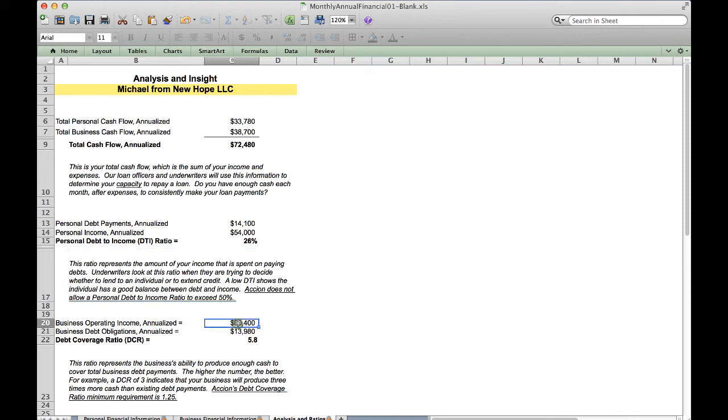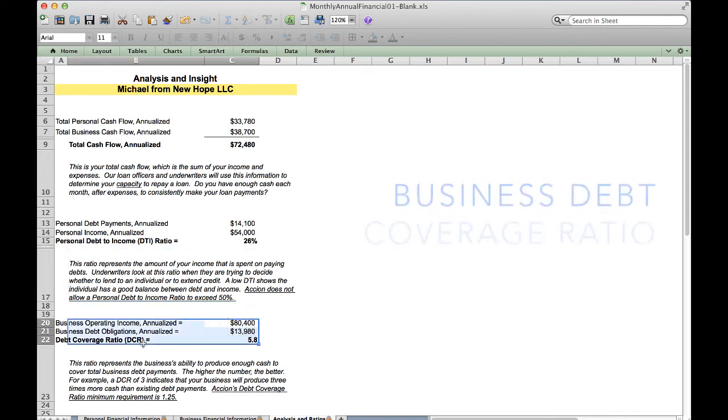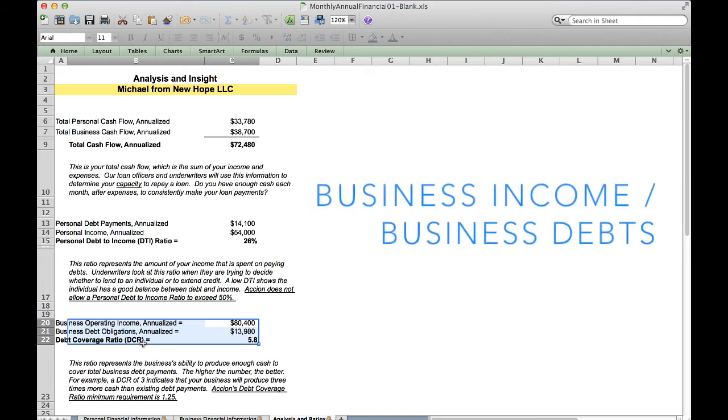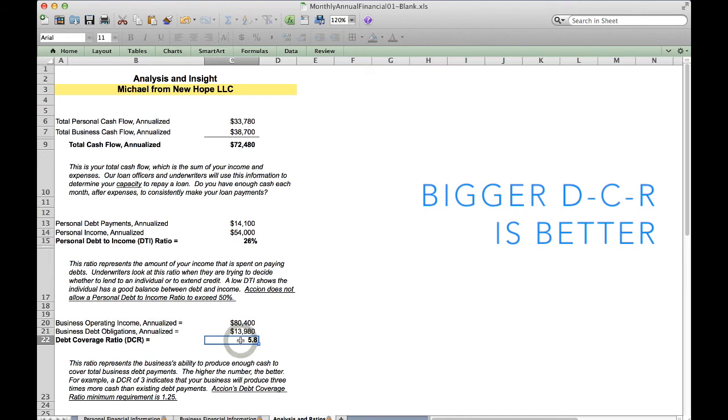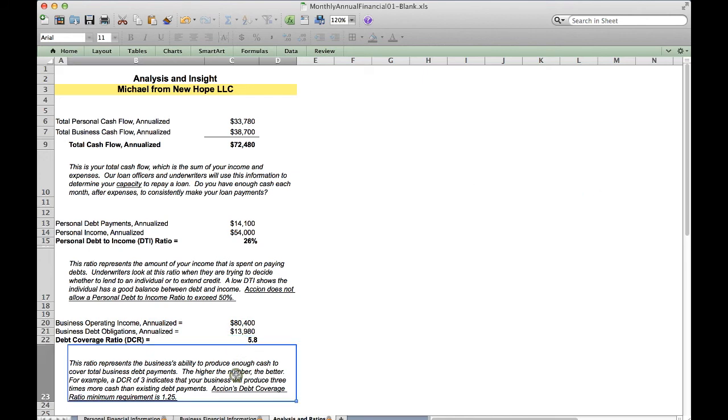Third, and here's another way to see the world the way your banker sees it. Your business debt coverage ratio, which is simply your business income divided by your business debt. The bigger the number here, the better, because it means you have a lot of money coming in every year when compared to your debts. As you can see in the fine print here, your banker wants a debt coverage ratio greater than 1.25, but every lender can set their own cutoff.